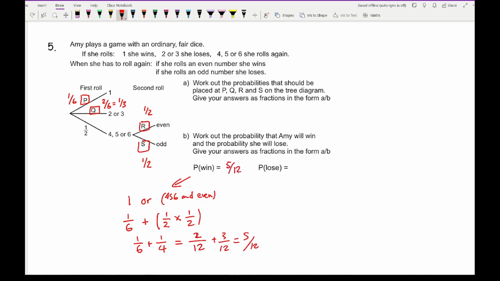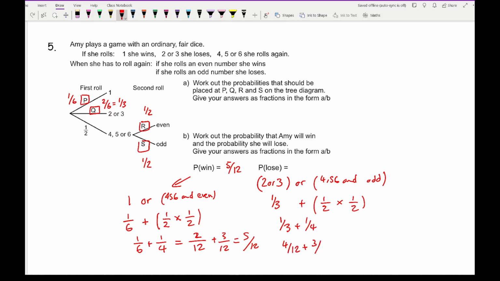And the probability she loses, well, that's going to be a 2 or a 3, or she gets a 4, 5, or 6 and an odd number. So a 2 or a 3 is a third, plus a 4, 5, or 6, which is a half, times an odd number, which is a half. So it's a third plus a quarter. Again, we've got 4 over 12 plus 3 over 12, which is 7 over 12. That makes sense, because I could have easily done 1 take away that number and I would have got the answer. So again, we've got 7 over 12, and let me just write that a little more clearly so you can see.